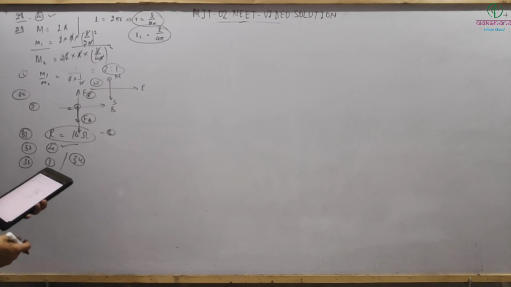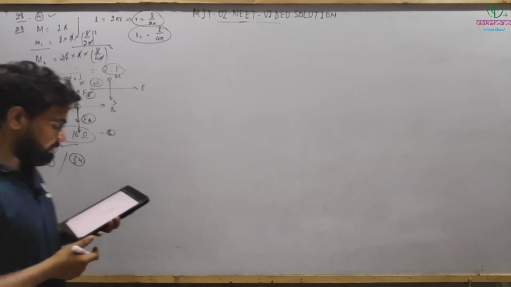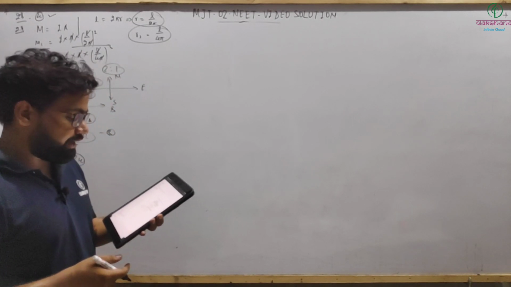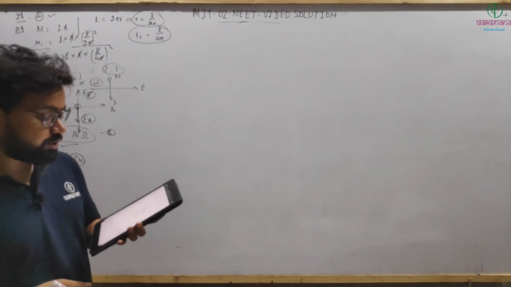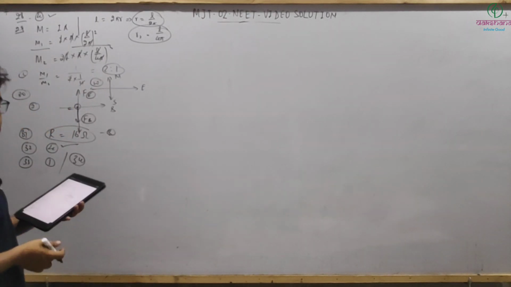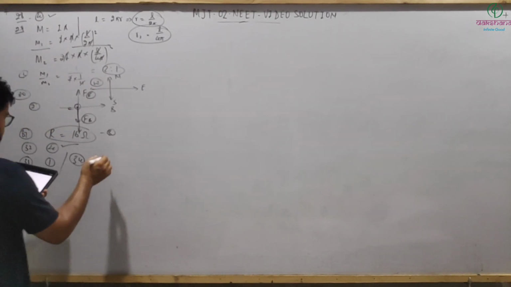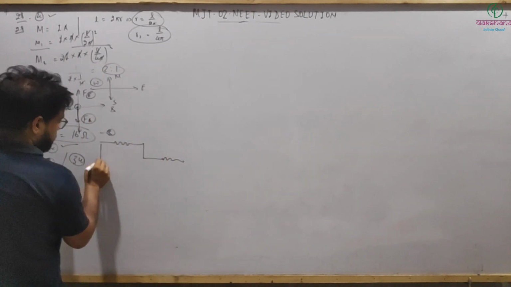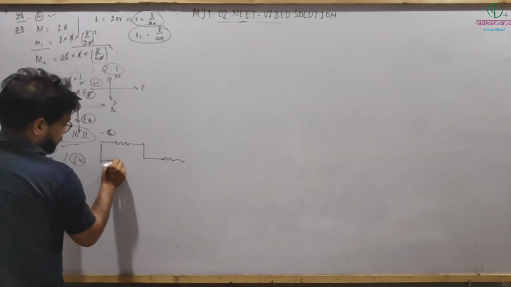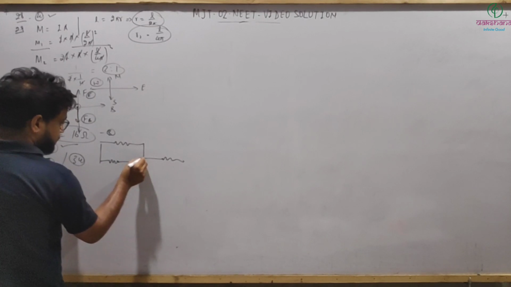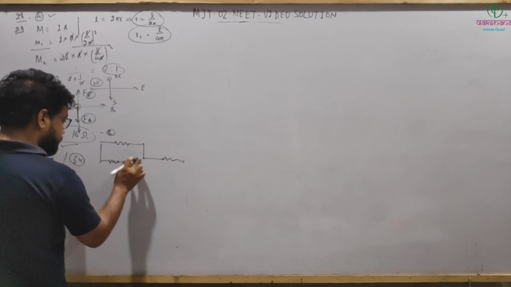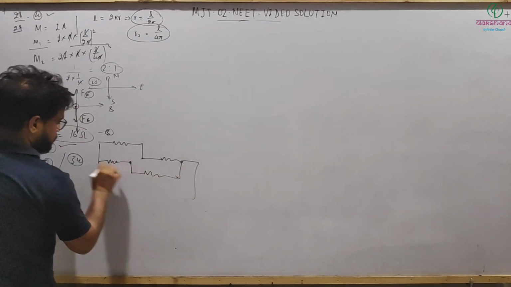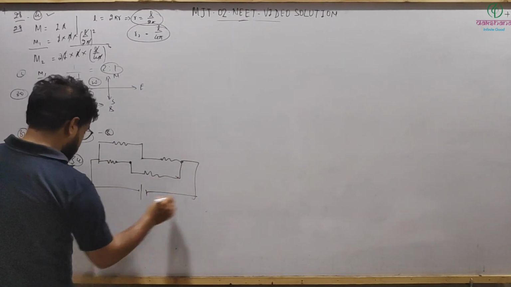The current I drawn from the 5 volt source will be equal to, so here we can see 10 by 5 and 20 by 5, so it's a balanced Wheatstone bridge. So the middle 10 one will be gone simply, and the circuit will become this, and this one will be disconnected, and it will become like this. So this is the circuit.